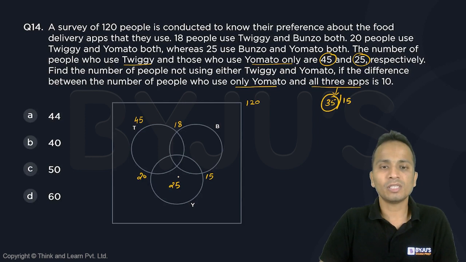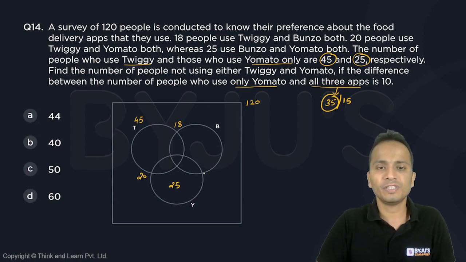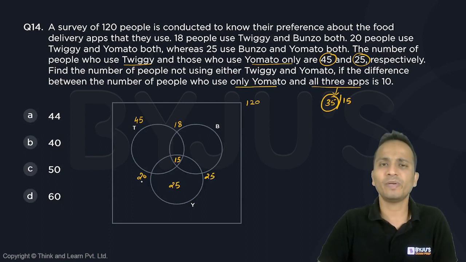Okay, so this value will be equal to, just one second. Okay, so I have written one value incorrectly. So here 25 will come. I said 25, I have written 15, so this will be 25. And this value, like I was telling you, should be less than 25, 18, and 20, so it should be equal to 15. Now, considering this value, the value of only Bunzo and Yamato will be equal to 25 minus 15, that is 10.